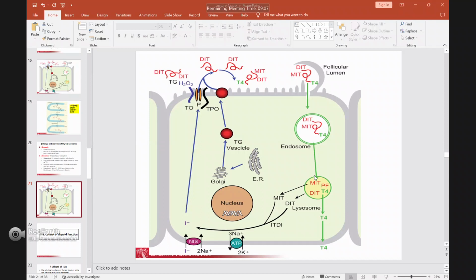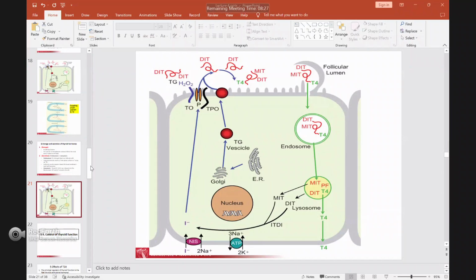After cutting, there will be a coupling. MIT will be coupled with DIT, or DIT will be coupled with MIT, to produce thyroid hormone T3 or T4. Then this thyroid hormone will be released back into the blood circulation, going to the targeted organs. The remaining product after the protease digestion will be reused for the next production of thyroid hormone. So this is the overall mechanism of how our cells produce the thyroid hormone.